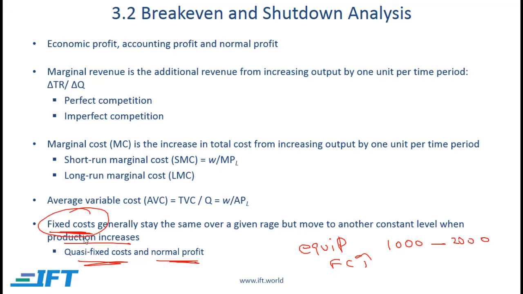Normal profit is also generally categorized under fixed costs. Now remember, one definition of normal profit that I talked about earlier is that this is the opportunity cost. So you might invest $5 million in purchasing equipment. That 5 million could have been invested elsewhere. So there is an opportunity cost associated with that investment. That opportunity cost represents normal profit, and that is also categorized under fixed costs.